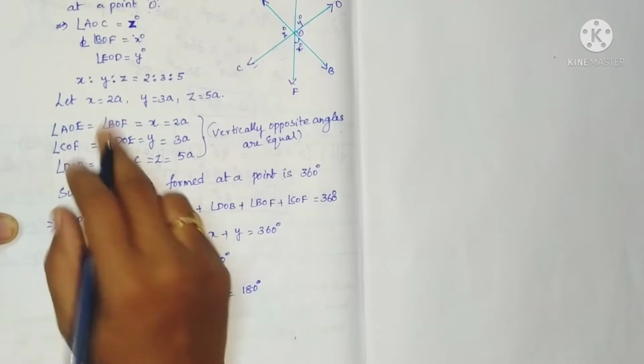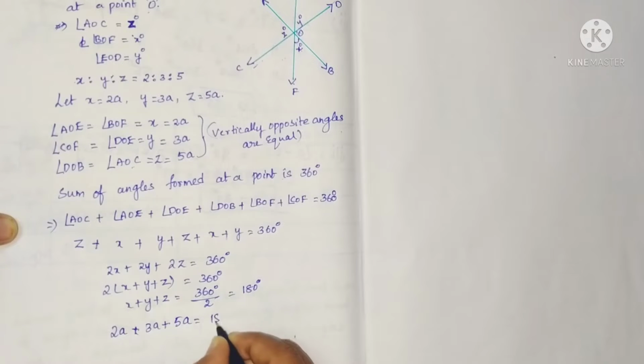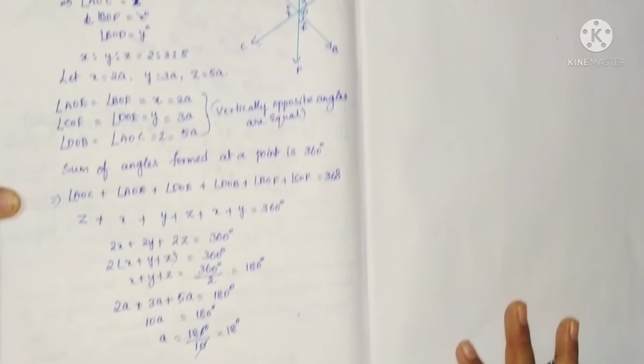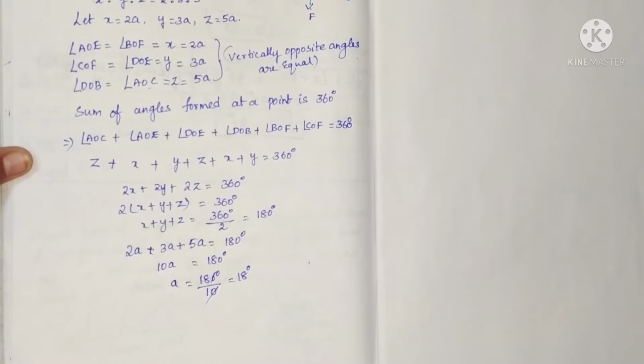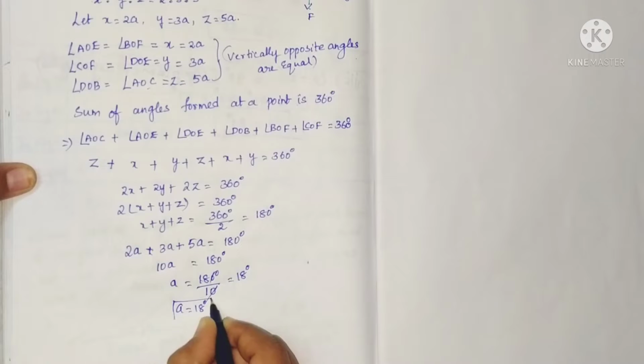So x is 2a, plus y 3a, plus z 5a is equal to 180 degrees. By adding, 10a is equal to 180 degrees. Then a equals 180 by 10, the zeros get cancelled. So the value of a is 18 degrees.